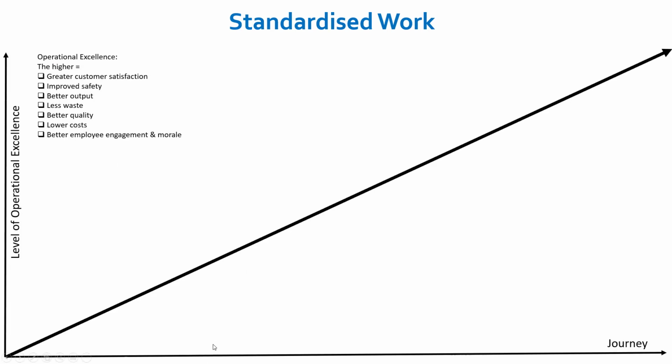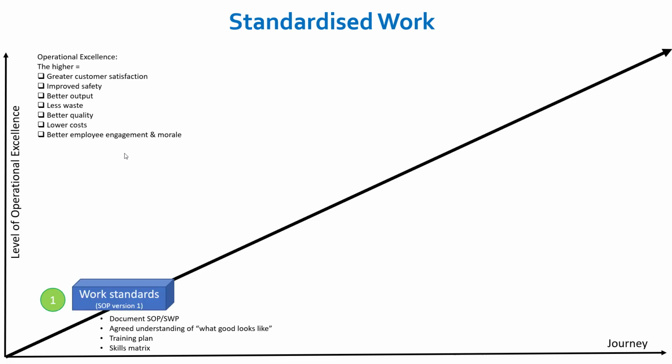This diagram shows our journey on the horizontal axis and a level of operational excellence on the vertical axis. And by operational excellence, I mean greater customer satisfaction, improved safety, better output, less waste, better quality, lower costs. In other words, a significant improvement to productivity, but also better employee engagement and morale. And there's various stages. So the first stage is creating a work standard system of documented SOPs, an agreement of what good looks like, training plan and skills matrix. So that's our first level of standardised work.